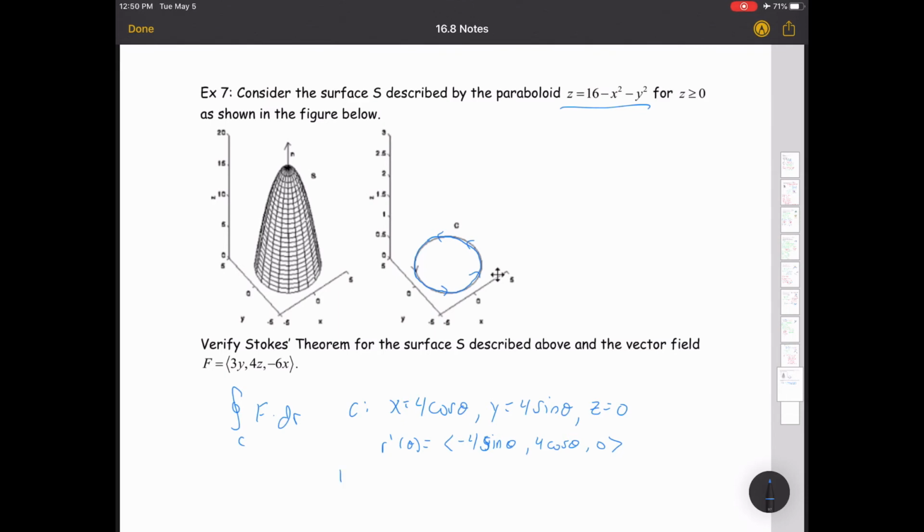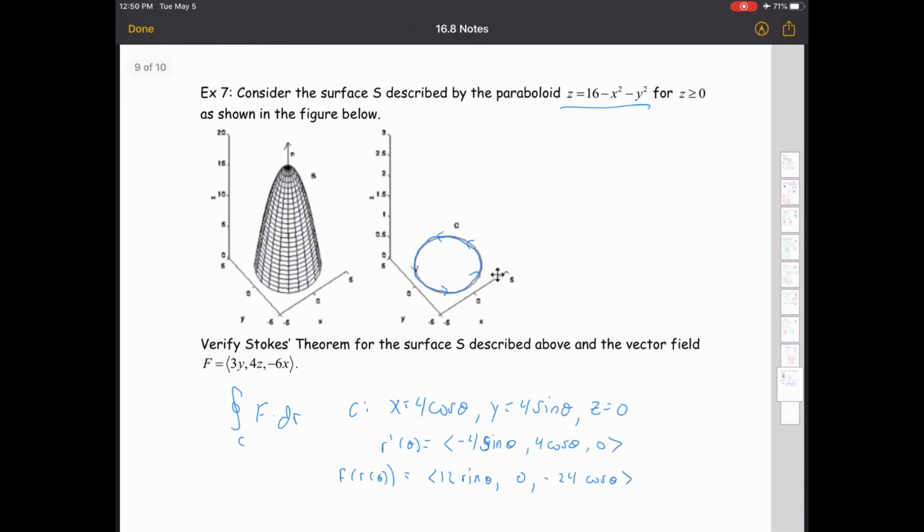Now I need to do F of r of theta. So my force evaluated at r of theta. Be careful here, because the first one is 3y, so it's really going to be 3 times 4 sine theta. So that's 12 sine theta. The second component is 4z, but z is 0, so that's 0. And then the third component is negative 6x, and x is 4 cosine theta, so that's going to be negative 24 cosine theta. All right, and we're going to need to dot those two things.